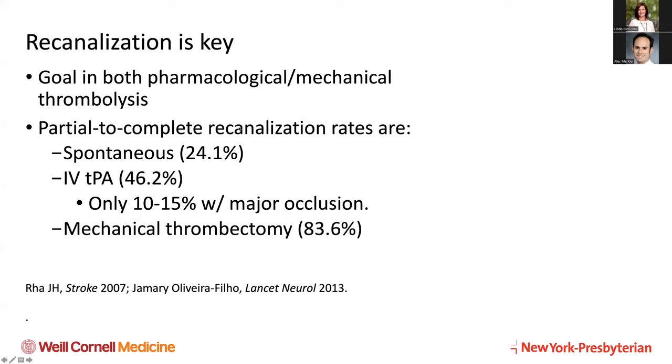So recanalization happens spontaneously in about a quarter of patients. TPA increases it to about almost 50%, but in those who have a major occlusion of a big artery, TPA only works probably in 10 to 15%, which is a lot lower. But mechanical thrombectomy, which is the actual surgery that we're going to talk about, where you go into the brain and remove the clot, achieves recanalization 80-plus percent of the time.